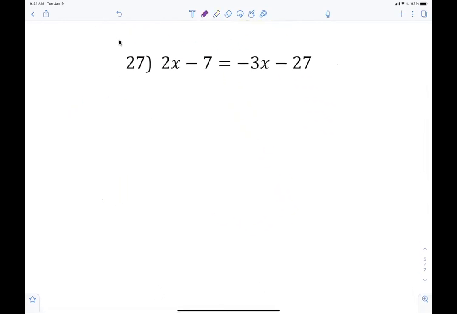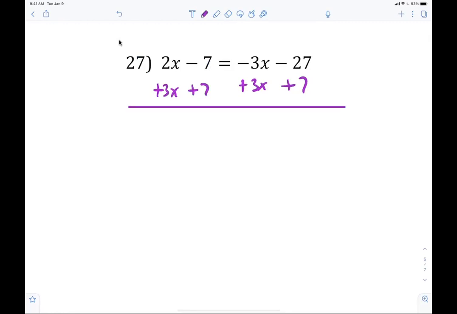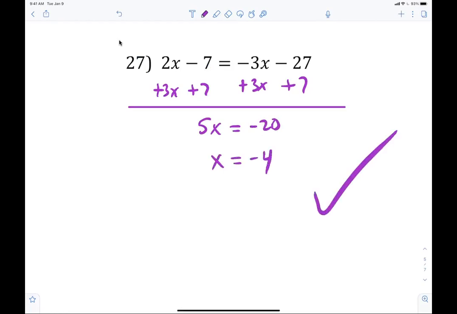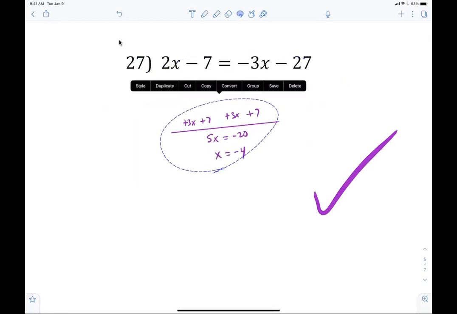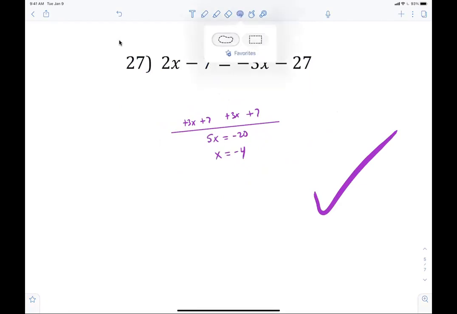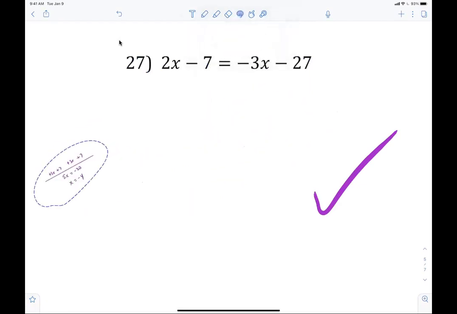Number 27. Now here I would add 3x, plus 7 plus 7. 5x equals negative 20. X equals negative 4. Yes, Molly. I see that you added 1, and then I got positive 1. Okay, so let's do it that way, just to help you. All right, so I'm going to get rid of this. Uh-oh. So I'll move this out of the way for a second.